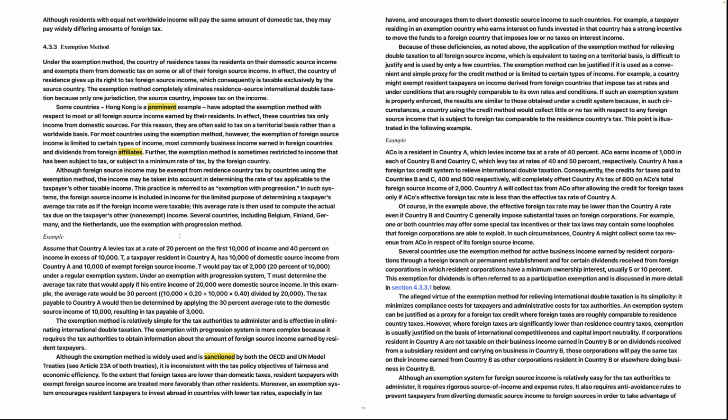Under exemption with a progression system, the taxpayer must determine the average tax rate that would apply if his entire income of 20,000 were domestic source income. In this example, the average tax rate would be 30%. The tax payable to Country A would then be determined by applying the 30% average rate to the domestic source income of 10,000, resulting in tax payable of 3,000.